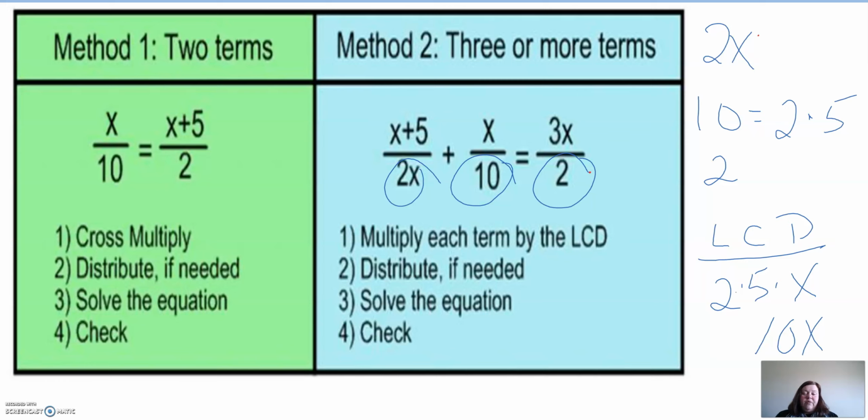So once you're rid of the fractions, then we can move on to solving the equation and figure out what our variable equals. Now once you solve for the variable, you want to make sure that you check it by plugging it back into the original equation. If the original equation becomes a true statement, then you know your answer is correct. It's not a no solution problem. So I want to try out an example here.